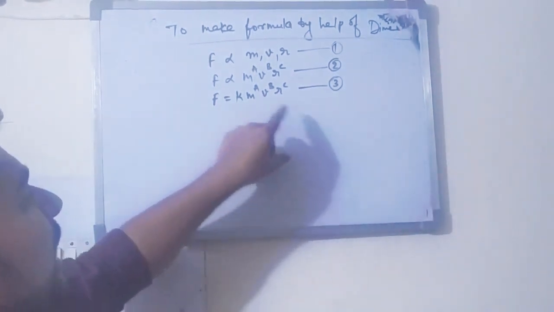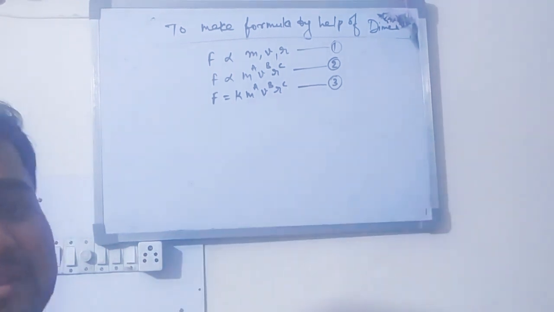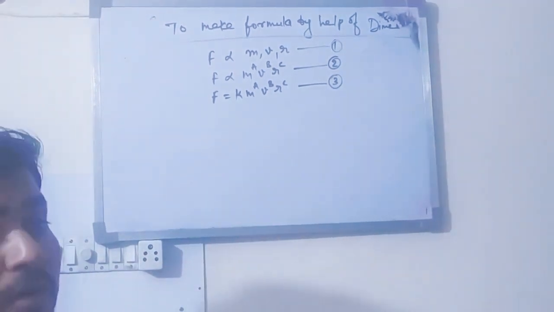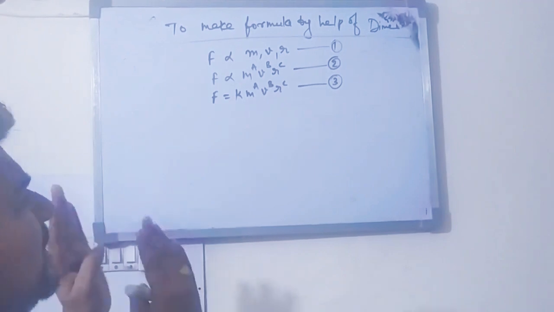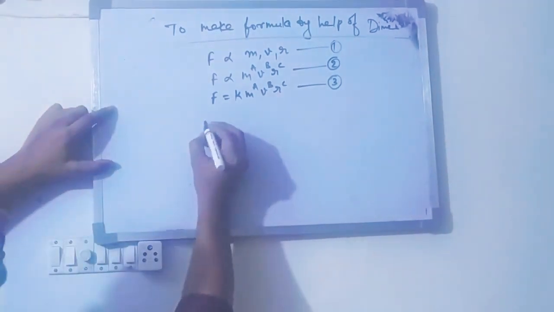Whatever assumed terms are there, you need to find their values. Okay, so in step number 4, you have to substitute the dimension of each individual term. So what is the dimension of force?